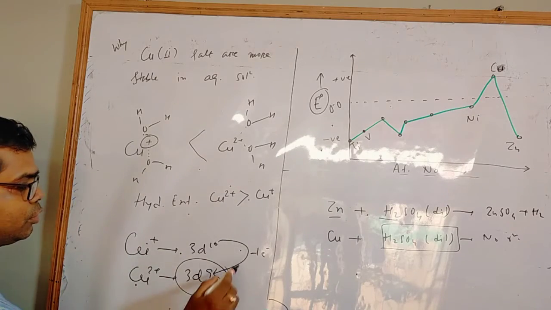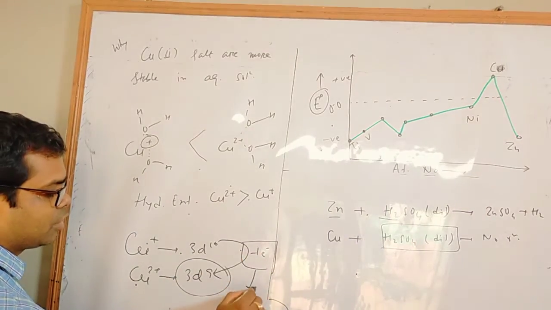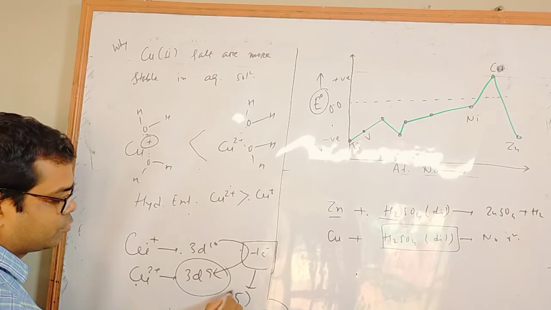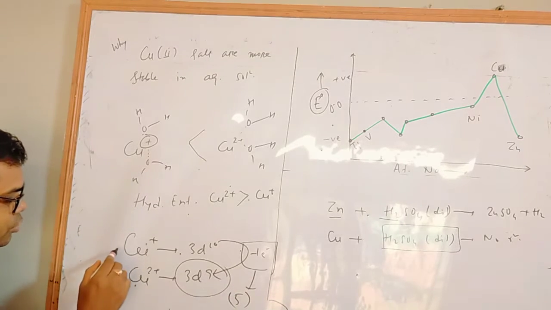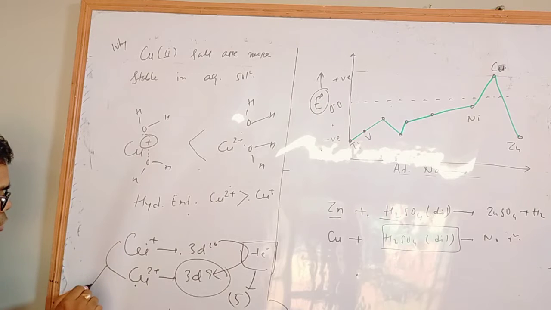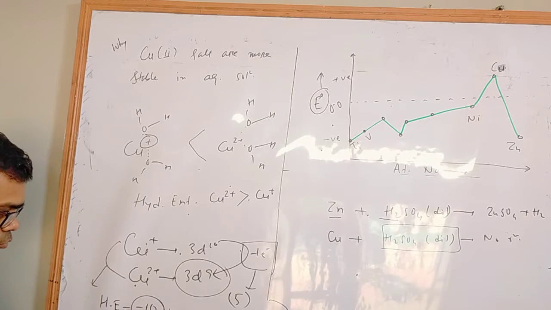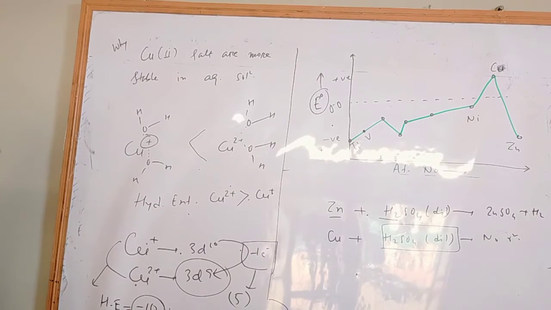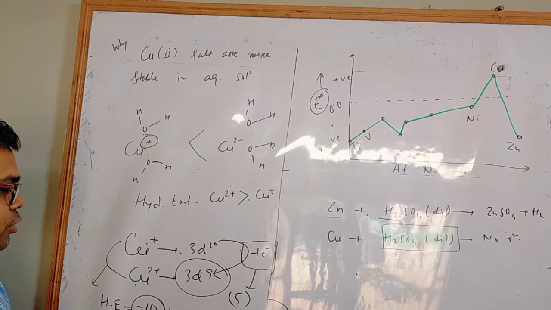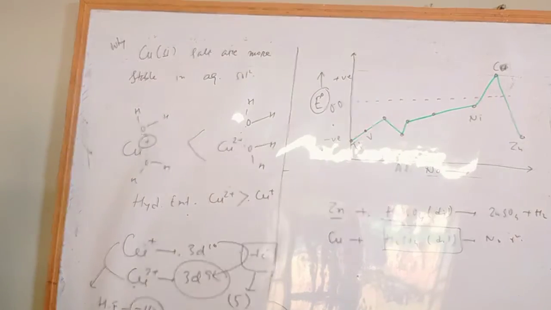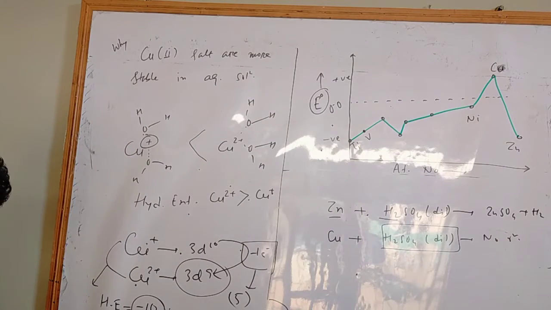For example, for this ionization, if the energy required is 5, and from here to here the hydration enthalpy is -10, so it is more. Plus minus you need not require. When energy given out is more than energy required, that is why copper dipositive forms in solution.